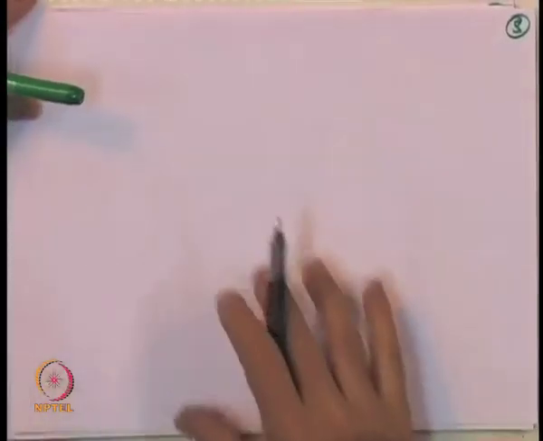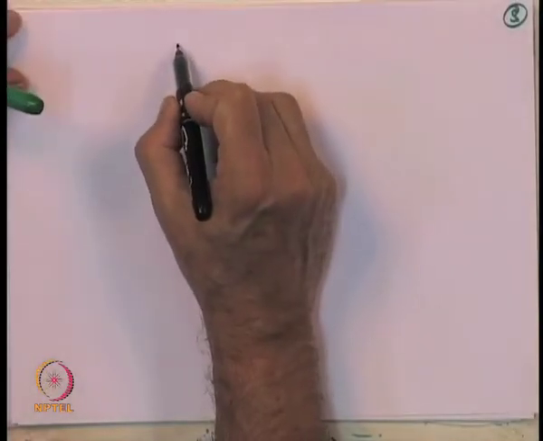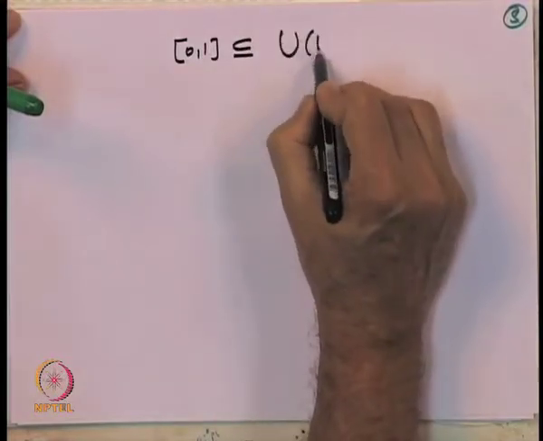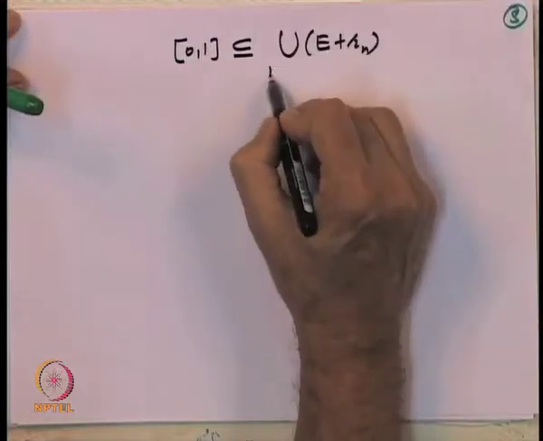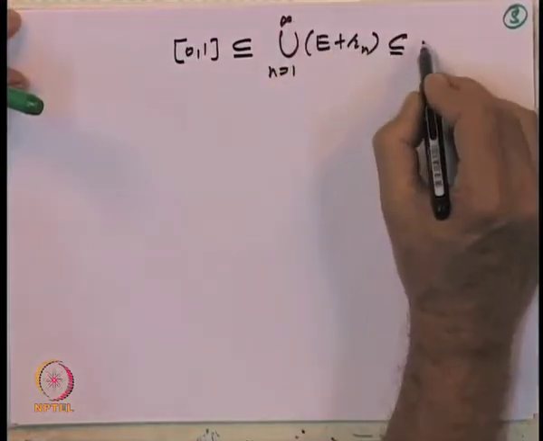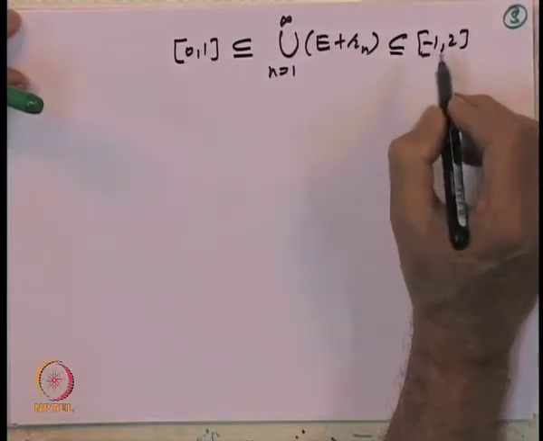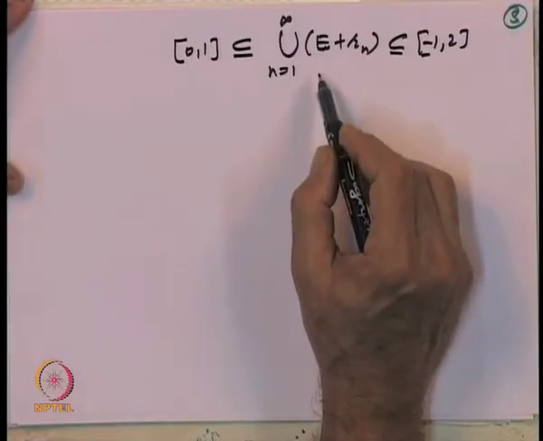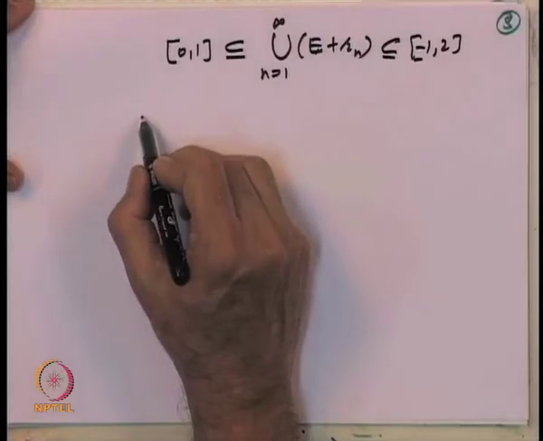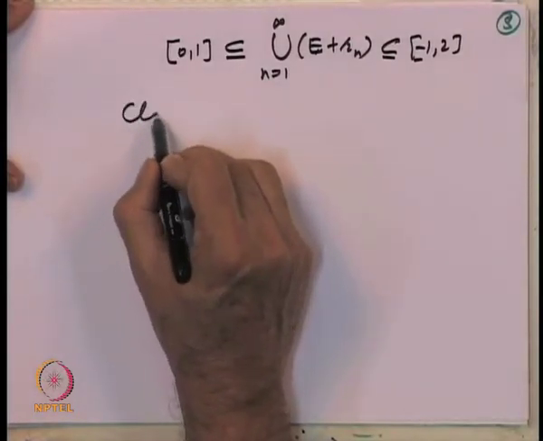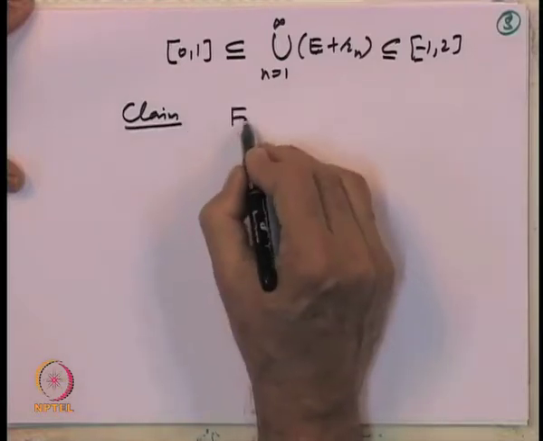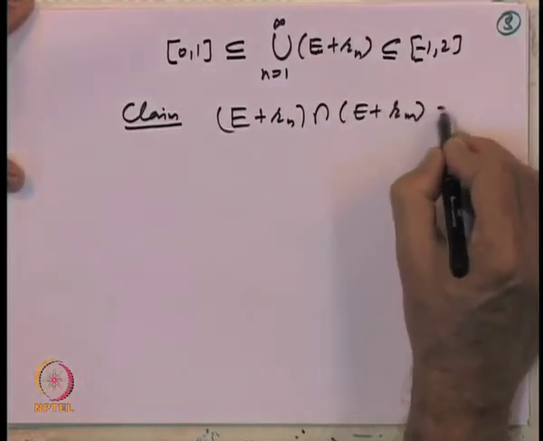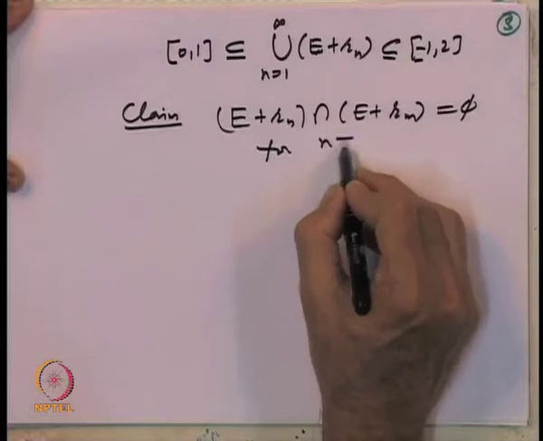So, the construction we have got is the following: [0,1] is contained in the union of E plus R_n, that is E_n for n equal to 1 to infinity, and that is contained in [-1, 2]. And in this construction of the set E, we have used the axiom of choice. Now, here is one observation that we want to make. Claim: these sets E plus R_n and E plus R_m are disjoint sets for n not equal to m.